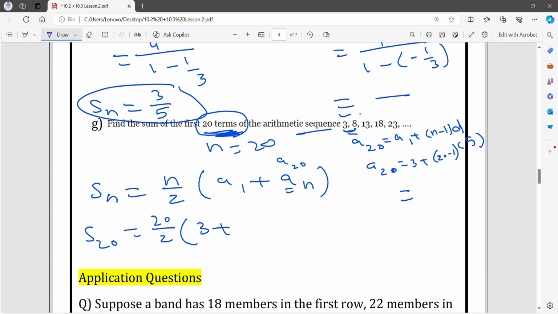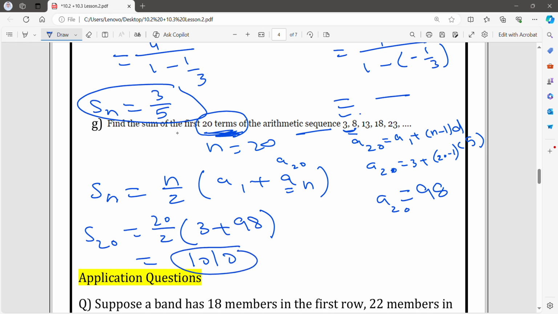Give it to the calculator: 3 plus (20 minus 1) times 5 equals 98. So this is the 20th term. You will replace it here with 98. Just give it to the calculator and write the answer. So 20 upon 2, times (3 plus 98), it is 1010. This is the answer.